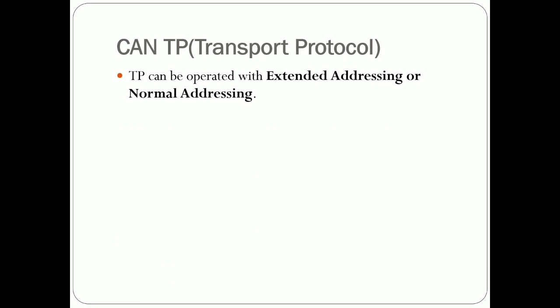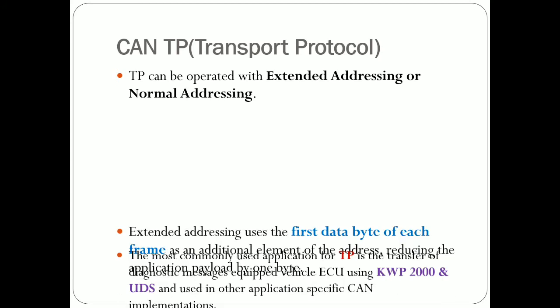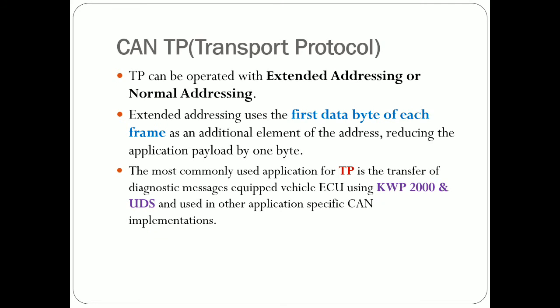CAN TP can be operated with extended addressing or normal addressing. There are two addressing modes in CAN TP: normal addressing and extended addressing. The extended addressing uses the first data byte of each frame as an additional element of an address, reducing the application payload by 1 byte. While in normal addressing, you will not add any additional address element.